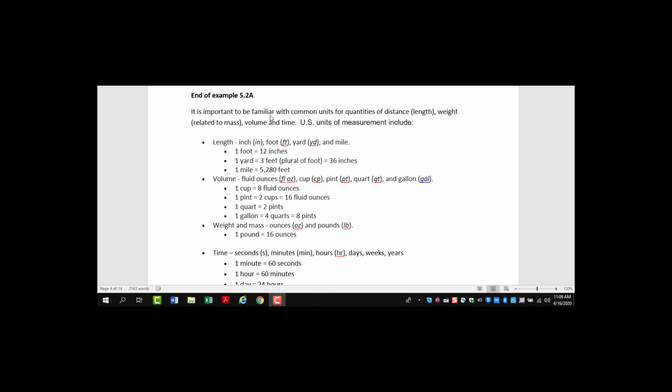So it's important to be familiar with common units of quantities, distances of length, weight, and volume and time. These are US measurements. So you can convert between anything within the same category. Like you can convert any kind of length to any other kind of length. You can convert any kind of volume to any other kind of volume. Same thing with weight, and same thing with time.